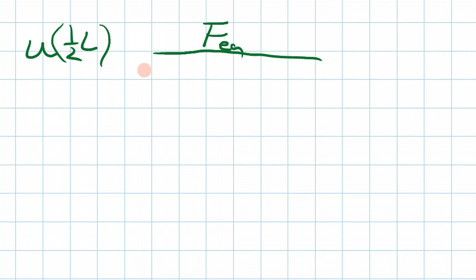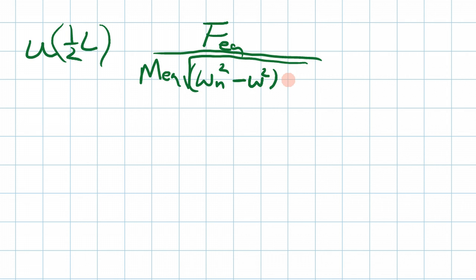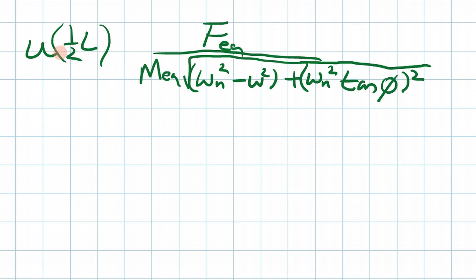Continuing the discussion, we calculated the displacement. Now, how do you get the displacement? You have the force. U at 1/2 L is the force equivalent. I'm sure you can see where this is going. Mass equivalent times the square root of omega n squared minus omega squared, plus omega n squared tangent phi, which is losses, squared, all under that square root. That's the magnitude. It's important to distinguish between them.